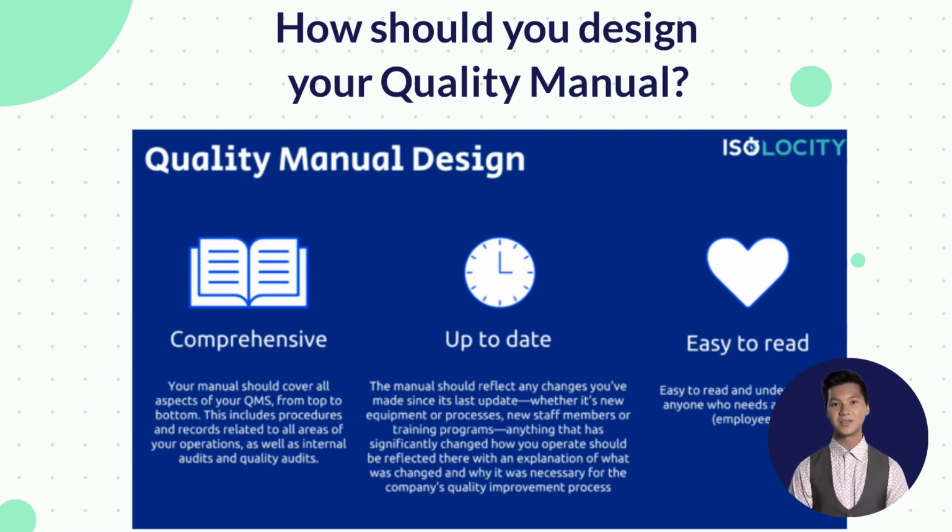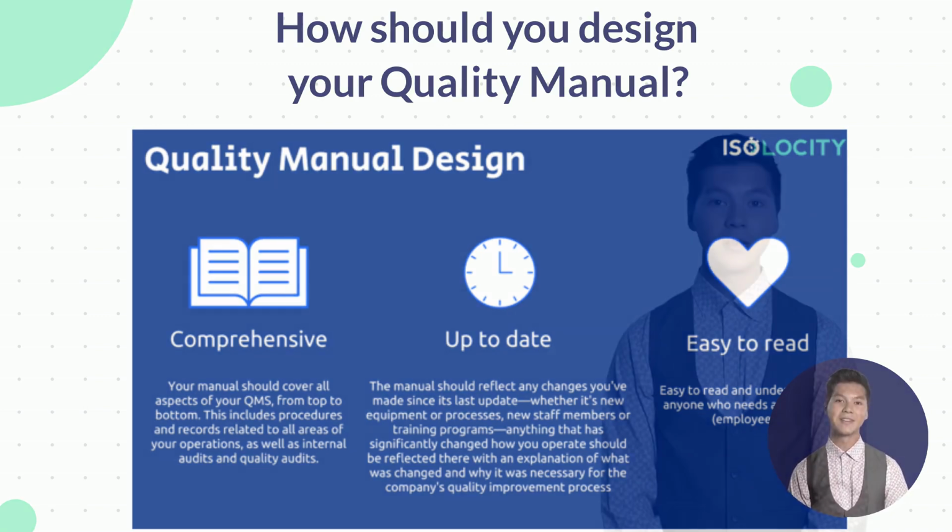It should be completely up to date. The manual should reflect any changes you've made since its last update, whether it's new equipment or processes, new staff members, or training programs. Anything that has significantly changed how you operate should be reflected there with an explanation of what was changed and why it was necessary for the company's quality improvement process. It should also be easy to read and understand by anyone who needs access to it, employees.